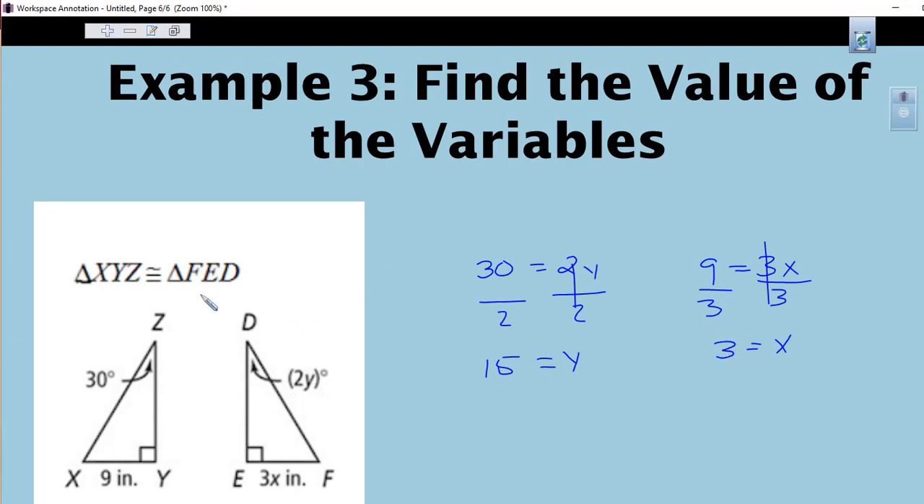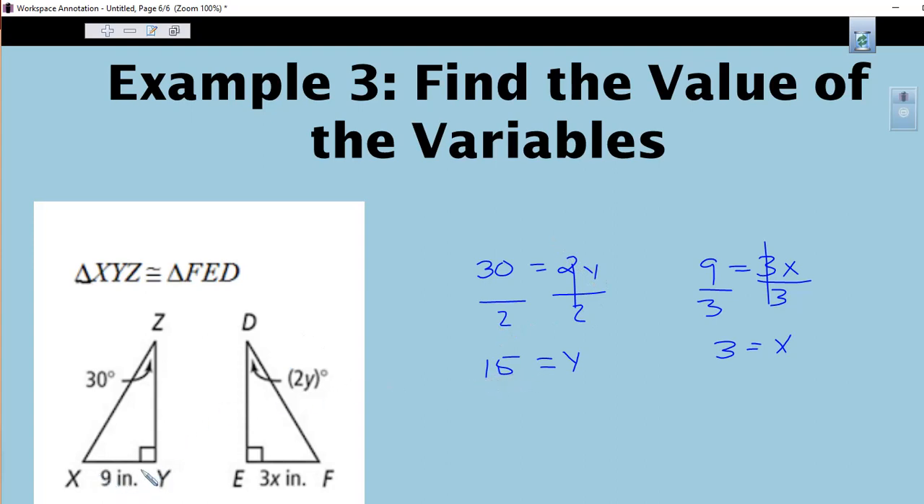So if you look here, you can also see that Z is congruent to D, because if you look at the statement here, we have Z and D both in the last statement, so we know those are congruent. They correspond to one another. If this is 30, then this should equal 30. So 30 is equal to 2y. So we divide by 2 and get 15. So 15 is the value of y.